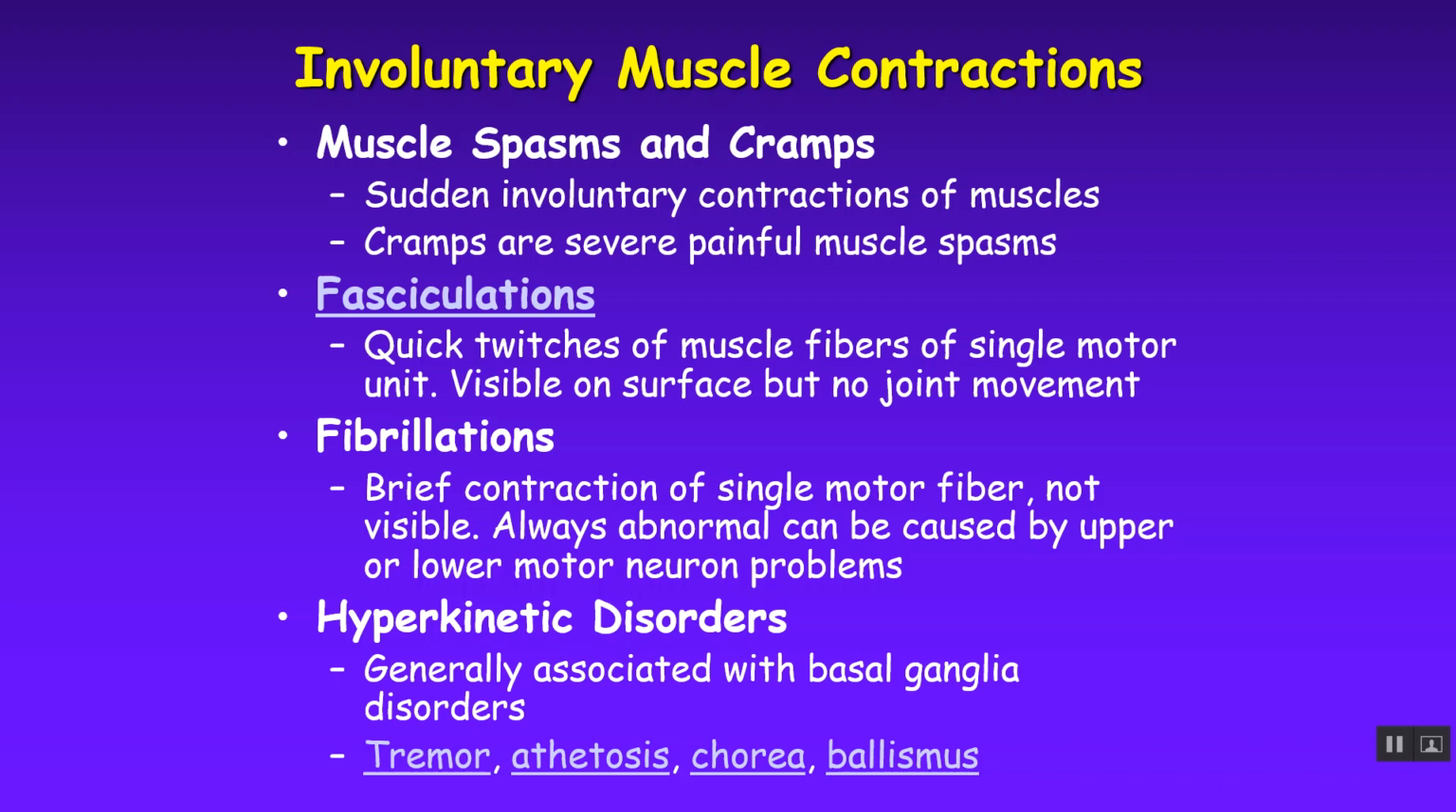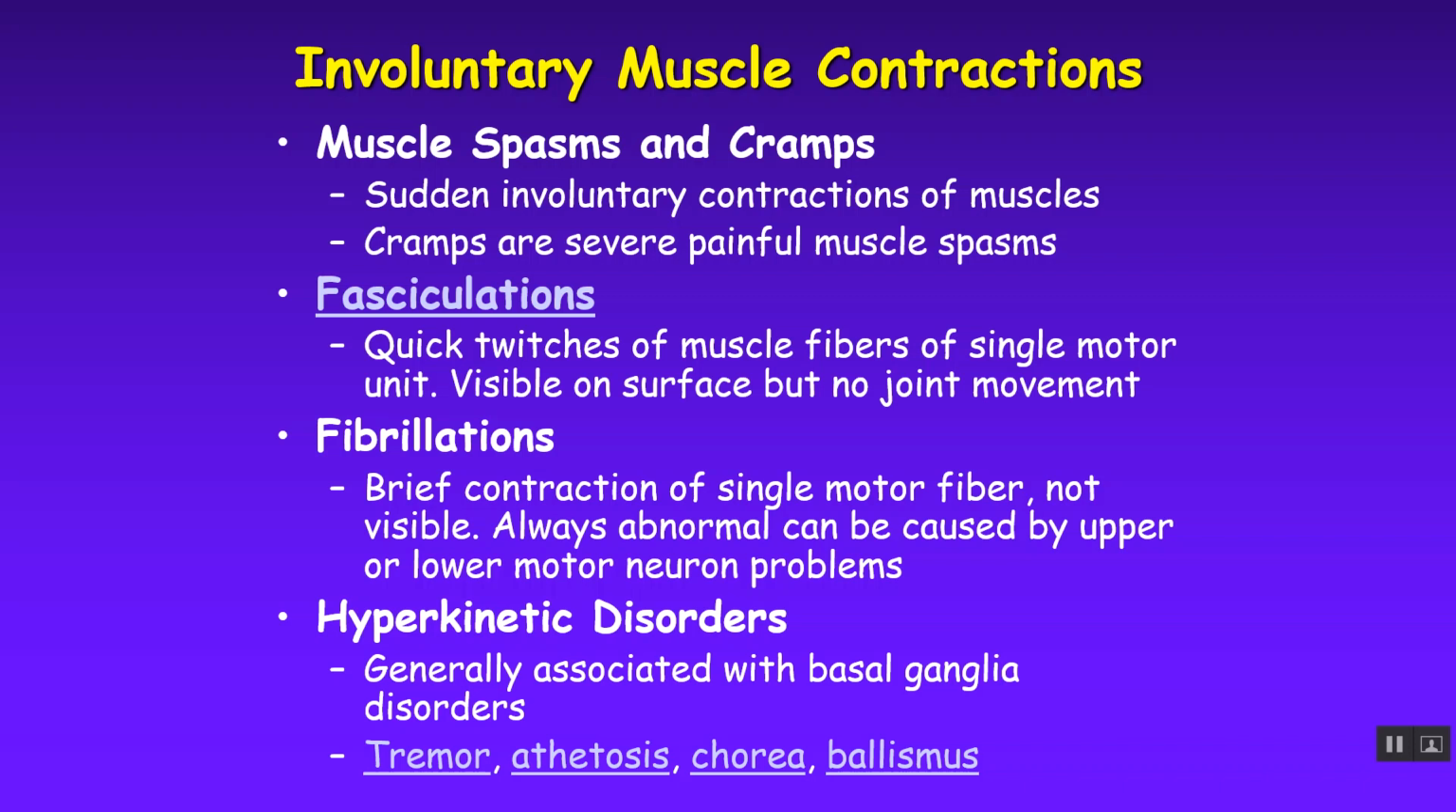There's a thing called fasciculations. Have you heard of fasciculations? These are quick twitches of muscle fibers of a single motor unit on the surface, but no joint movement is visible. Basically only you feel it. They're very common in the face, like the eyelid. You may get one in a shoulder muscle where you feel this little twitch and feel like everybody can see it, but people have to look really close. You're just getting a single motor unit going blip, blip, freaking out on its own a little bit.